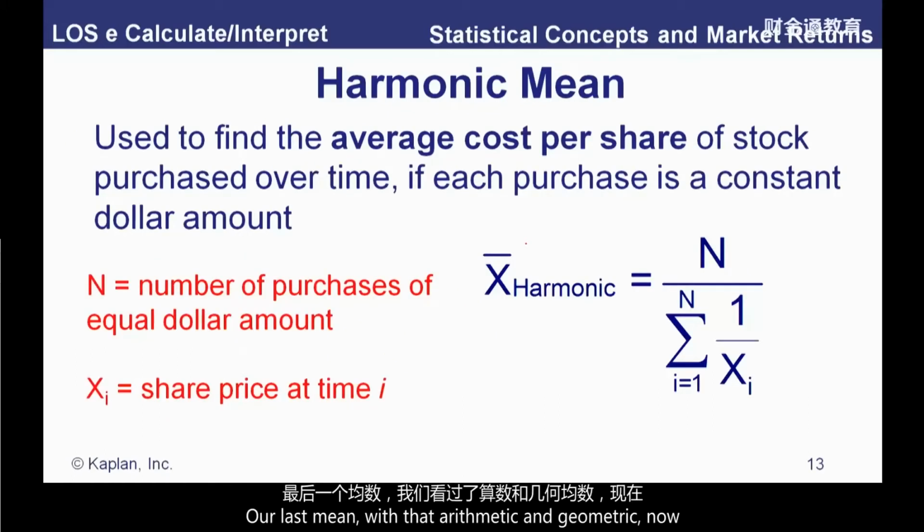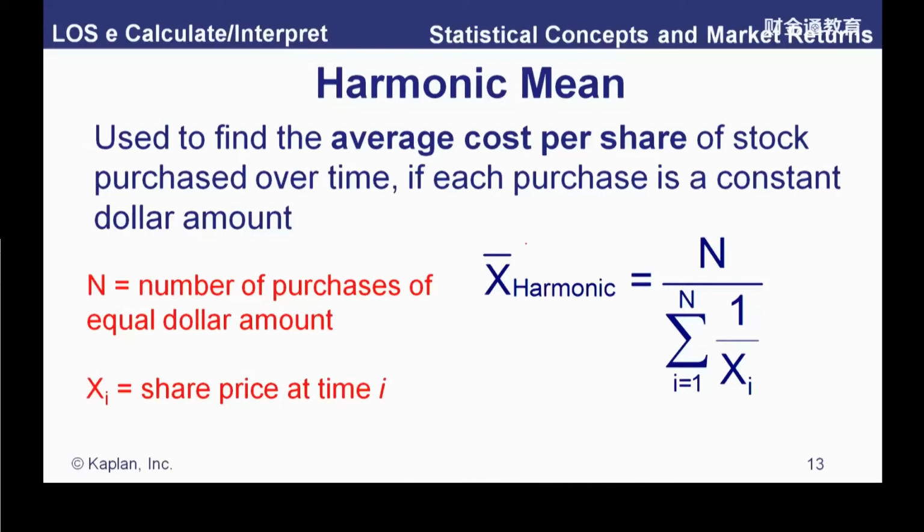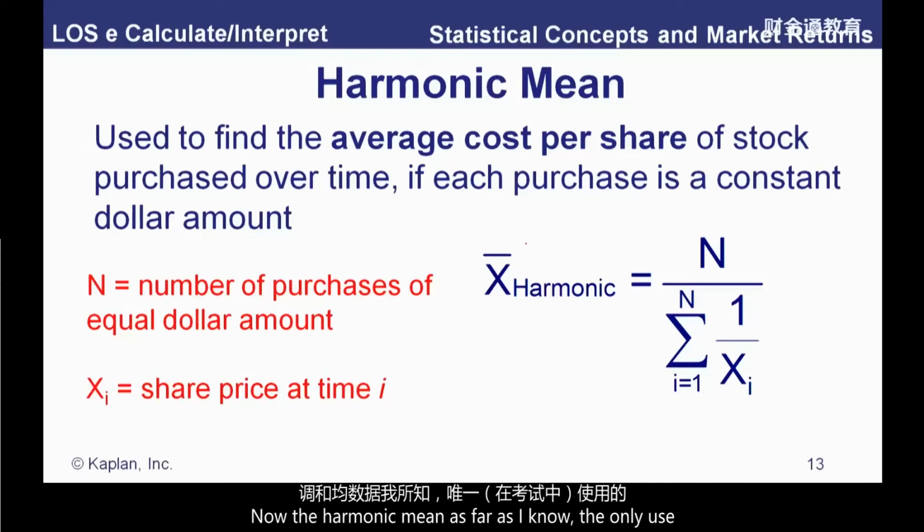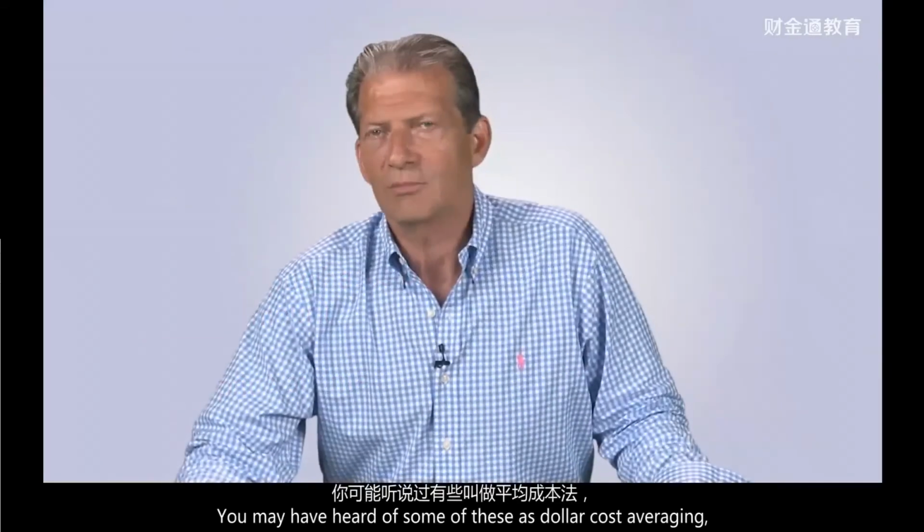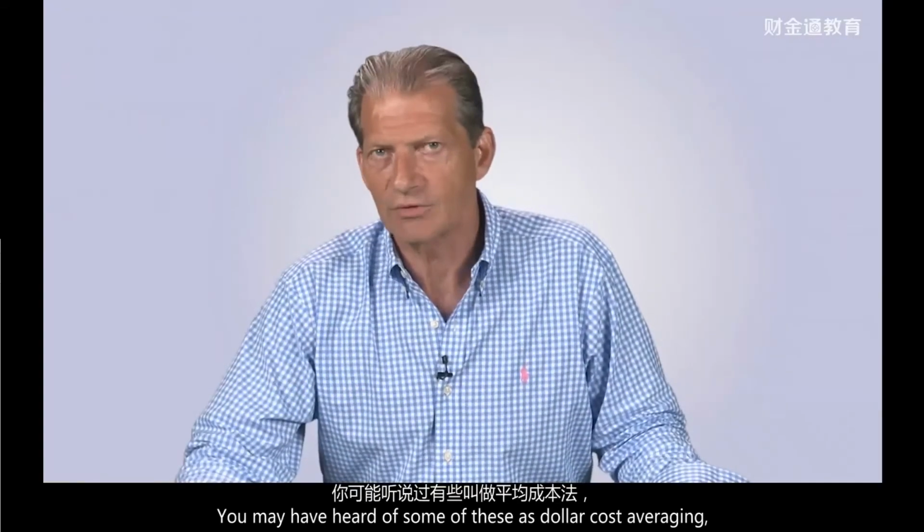Our last mean, we've had arithmetic and geometric. Now we've got the harmonic mean. Now the harmonic mean, as far as I know, the only use we have for it is to calculate the average cost per share when you're making equal dollar purchases each period. You may have heard of some of this as dollar cost averaging.